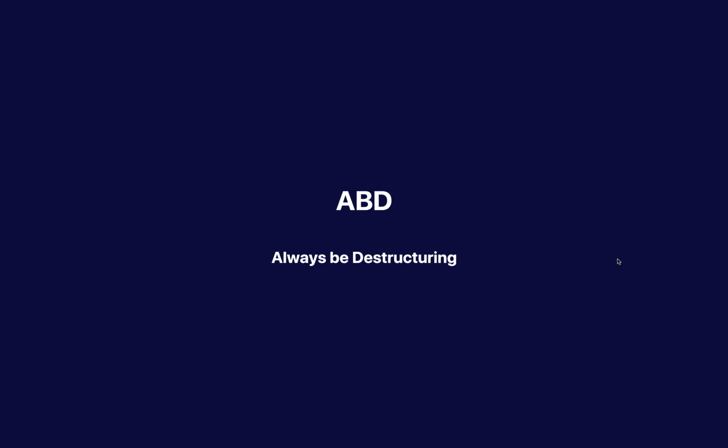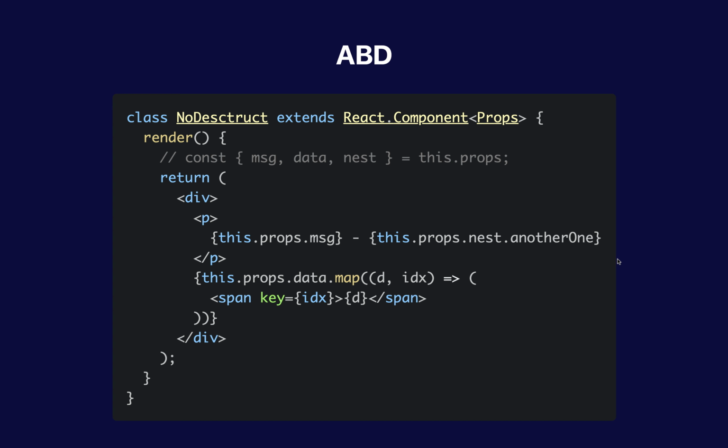ABD, always be destructuring. So we'll start off with an example of no destructuring and a class. In the render method, we have our return statement, and we're going to put some data out there into the world. So we're going this.props.message, this.props.nest.another, this.props.data.map. And that's a lot of redundant typing where it's not otherwise required. Commented on the third line is how you would destructure it in a class component. And then you'd be able to get rid of this.props throughout this example here.